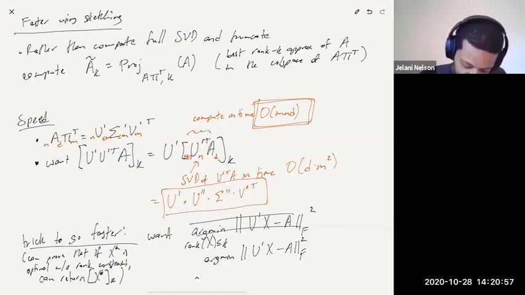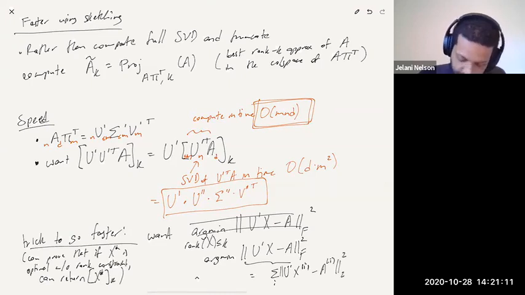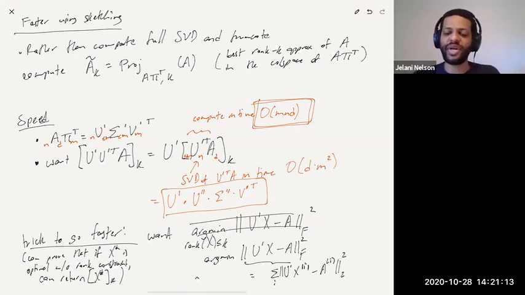I mean, this is the same thing as doing it column by column. Let's do this. So let's say U prime, the sum over i of the L2 norm squared of xi, where xi is the ith column, minus ai. So it's basically like the sum of a bunch of regression problems, right? Where I'm summing over the columns of X or the columns of A.